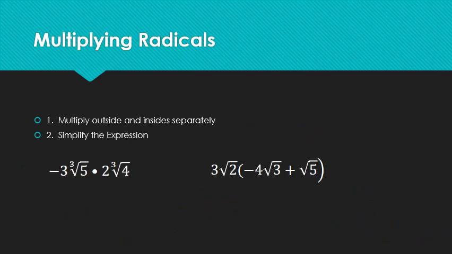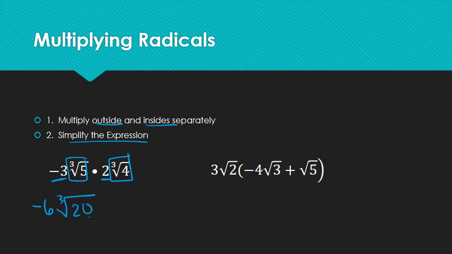Okay, and then the last thing that we're going to learn how to do is to multiply. So the way that it works with radicals is you multiply the outsides with the outsides and the insides with the insides. Once you get your answer, you can simplify whatever's left. All right, so in this example, our outsides are negative 3 times 2, so that's negative 6. And then our insides, so we're looking at this part and this part, is going to stay the cube root of 5 times 4, which is 20.